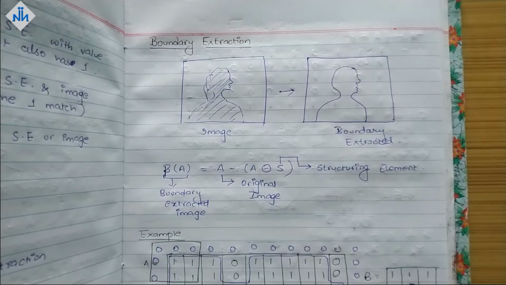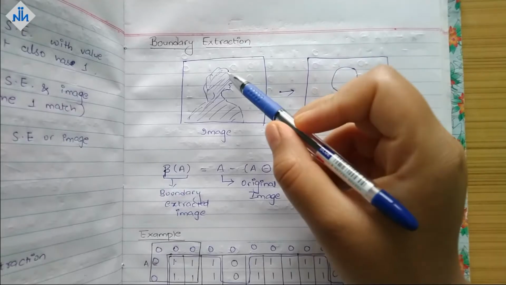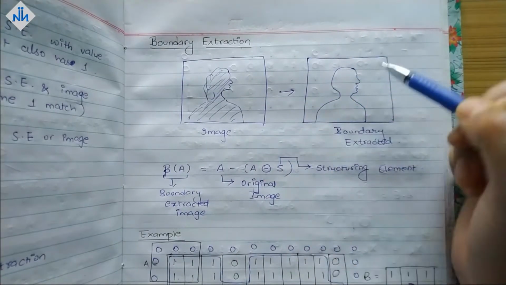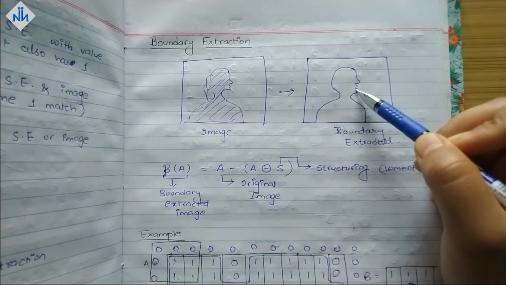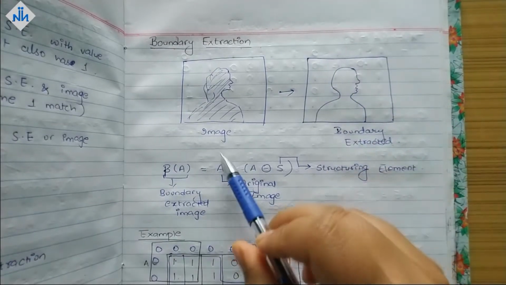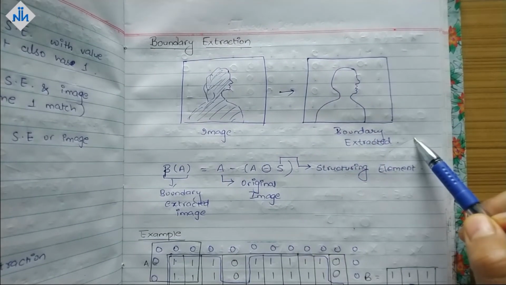In this video we're going to talk about boundary extraction. So what does boundary extraction mean? If we have this image, then extracting the boundary will mean all of the outer features are extracted. So this is our image and this is boundary extracted.